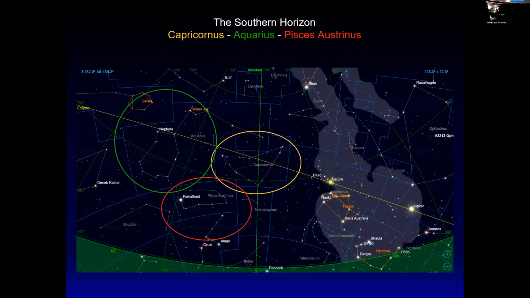There we go. Okay, so here we see roughly looking south. If you look due south, you can see Capricornus is right on that green line. That green line is called the meridian, and it's the dividing line between east and west. That's a key marker in the sky. When things are on the meridian, that's the highest point they're going to get in the sky. That's why the meridian is important to us.